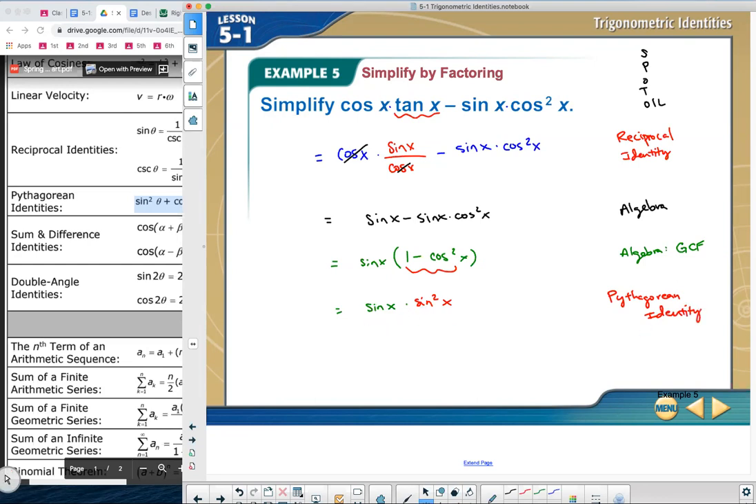And so now, final step, I can simplify. Sine times sine squared is sine cubed. And that step would be called simplify. Oops, no, on ALEKS, they'd call it algebra. So all of that equaled sine cubed.